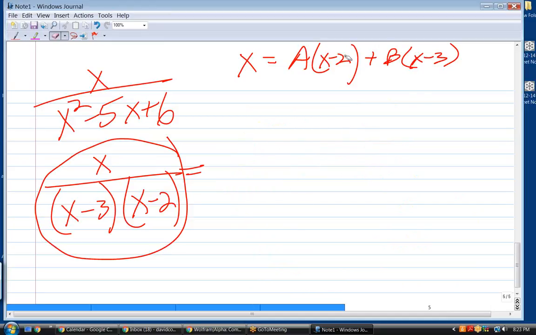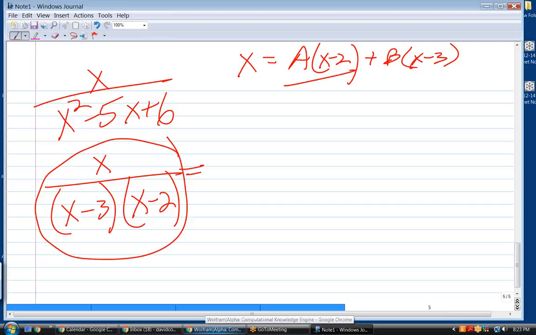Now I got to solve this for b and a. Okay. Now, the way I solve it is by forcing this term to go to 0.